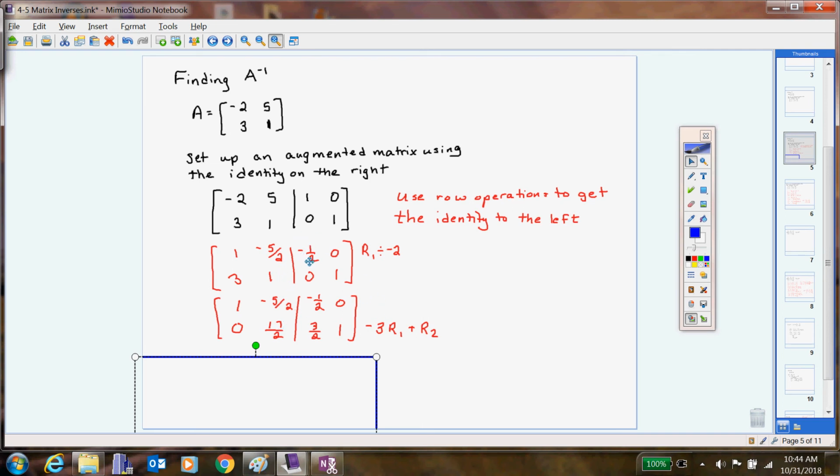-3 times 1/2 would give us -3/2. Plus 0 would give you -3/2. -3 times 0 gives 0, plus 1 gives 1. So far, so good. We almost have a couple things taken care of. What do you suppose next? Positive 2/17. So positive 2/17. And then when we do times 2/17, that makes this into a 1.